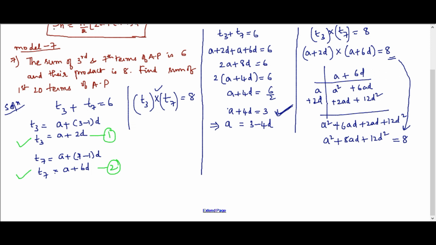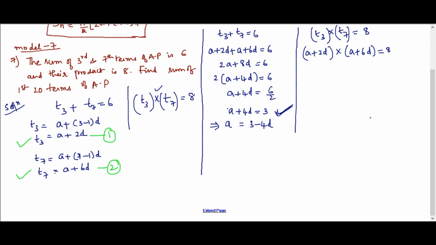Now you need to solve this one. How do I solve? The wise thing is you use this A value as 3 minus 4D. You just place these values here. I'll use another color to show that. So you will use this A value in place of this A and this A. Replace them, and once you replace them, it will become entirely in terms of D.